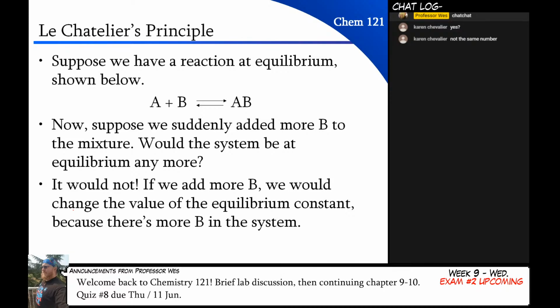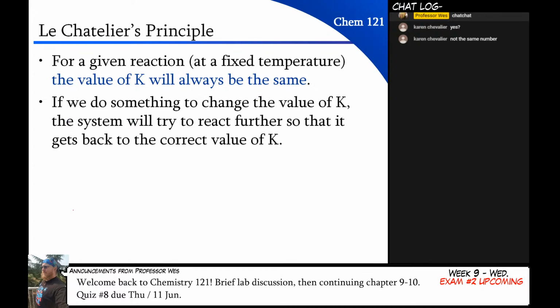Now, without calculating numbers, it's hard to prove that quantitatively. We'll have to sort of just take it on faith. But a reaction will try and undo the change that you did. And so this is known as Le Chatelier's principle. If you change the value of K, the reaction will react further so that it goes back to the original value of K.